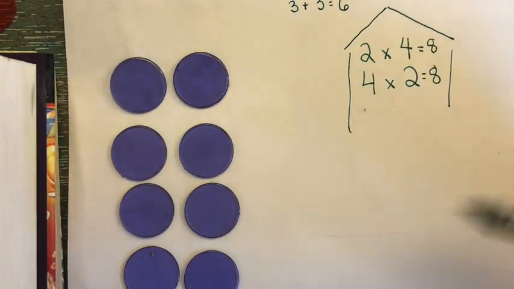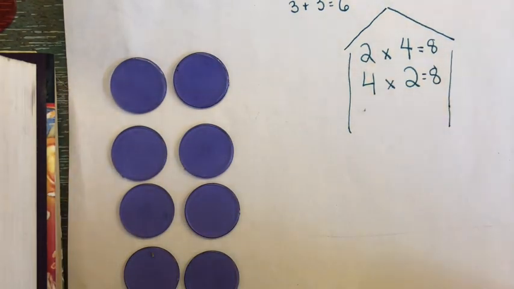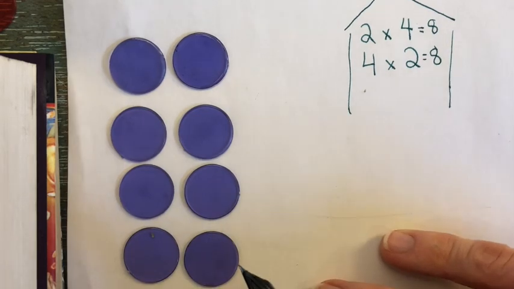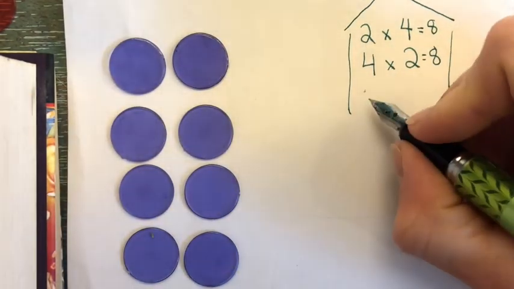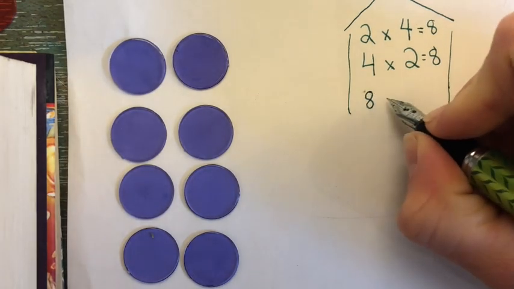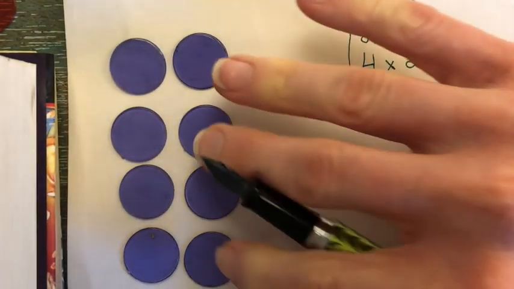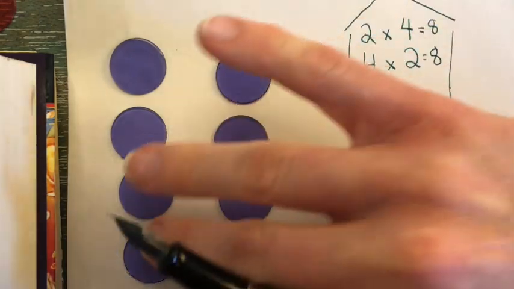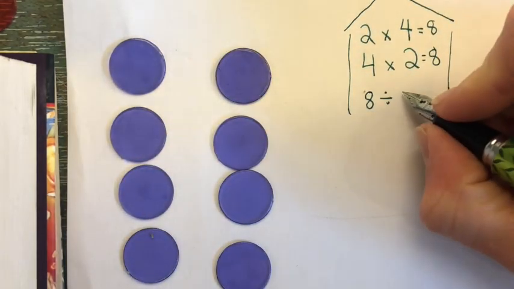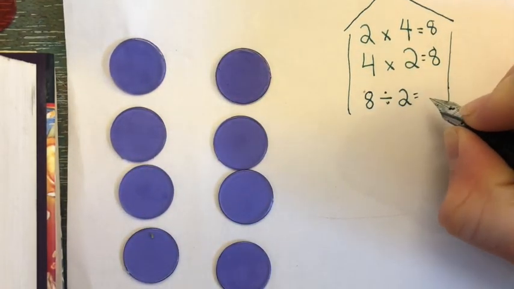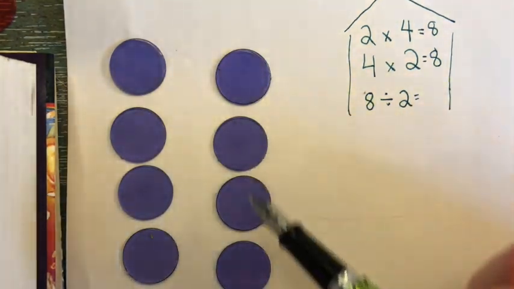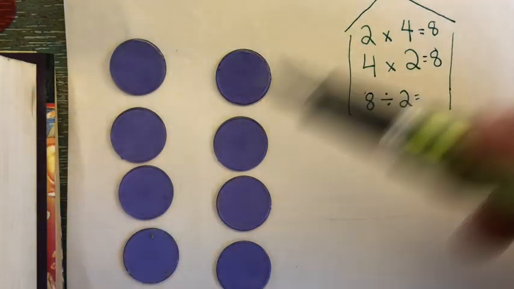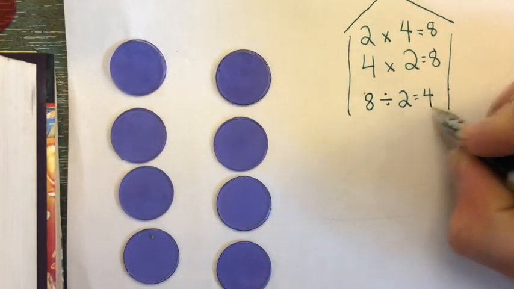And then I'm going to do my division facts, because those facts live in this fact family too. So again, with division, I take my total number. So my total number is 8. And I'm going to divide it into 2 equal groups. If I divide it into 2 equal groups, I will have 1, 2, 3, 4, 1, 2, 3, 4. I have 4 in each group.